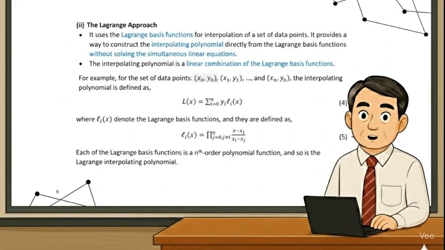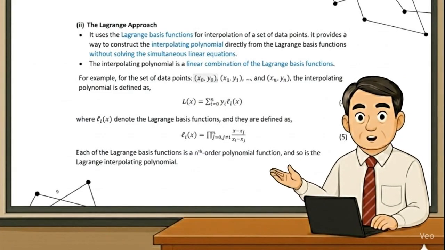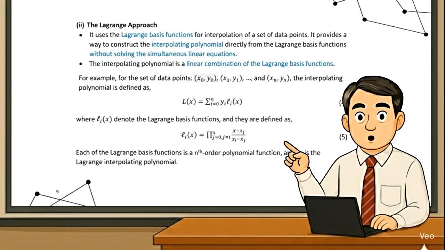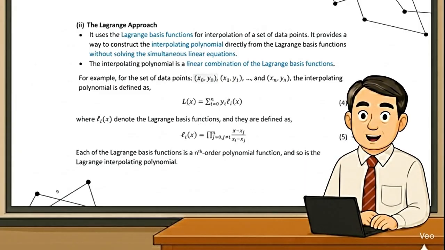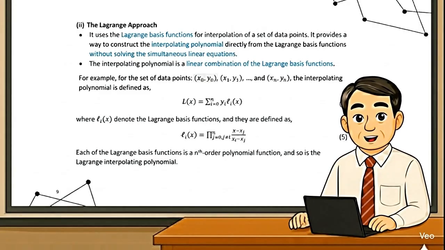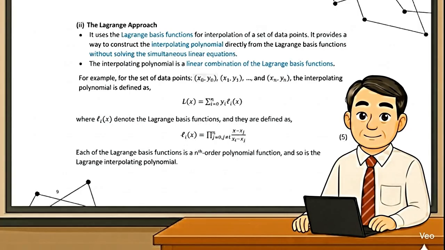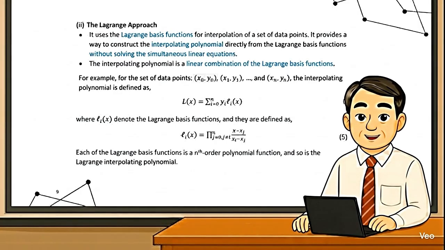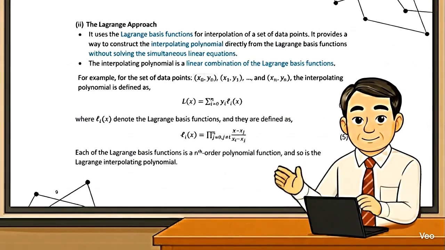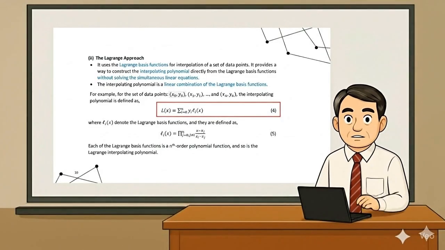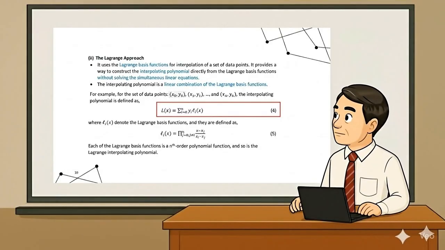This brings us to our second method, the Lagrange approach. This approach is much more elegant in arriving at the same polynomial without having to solve the system of equations. Instead of finding the coefficients directly, the Lagrange method constructs the final interpolating polynomial by combining a set of simpler basis functions. Look at the formulas, equation 4 here.